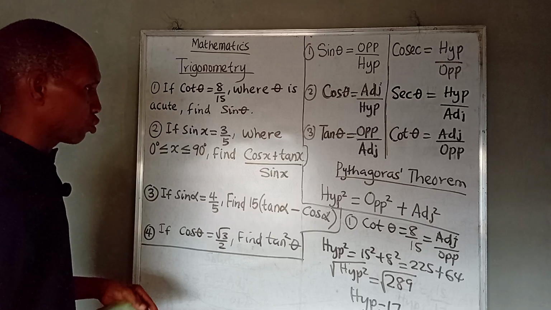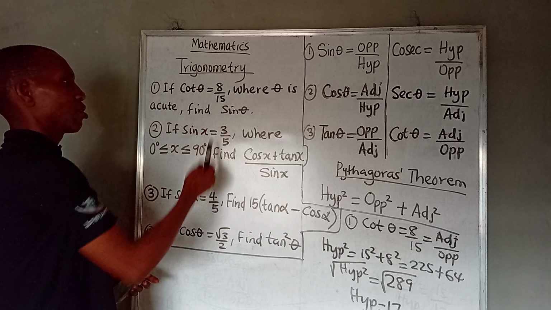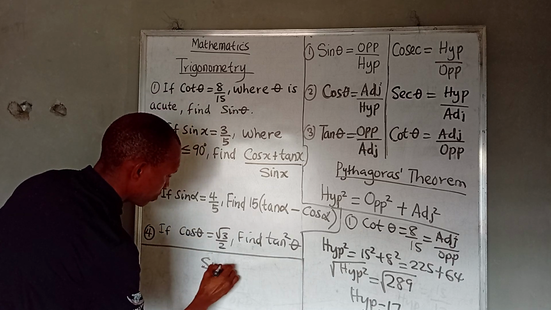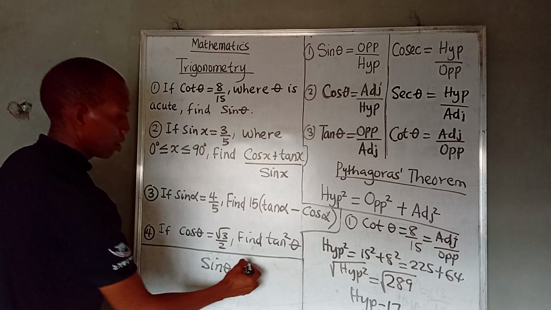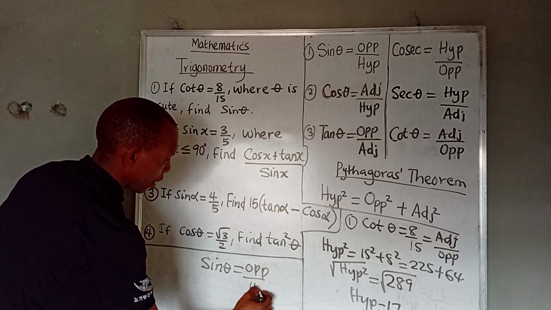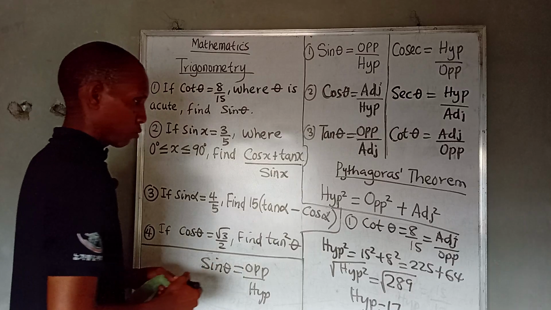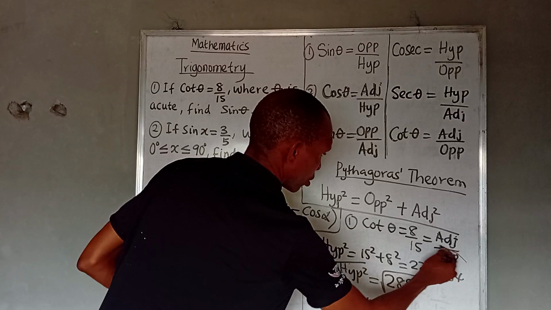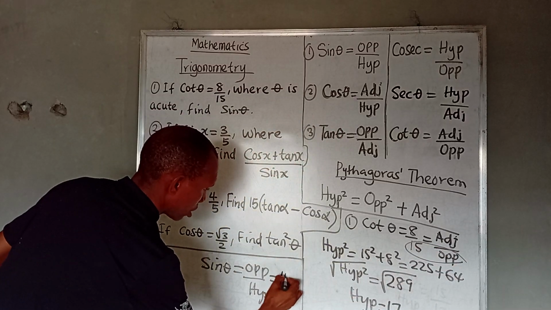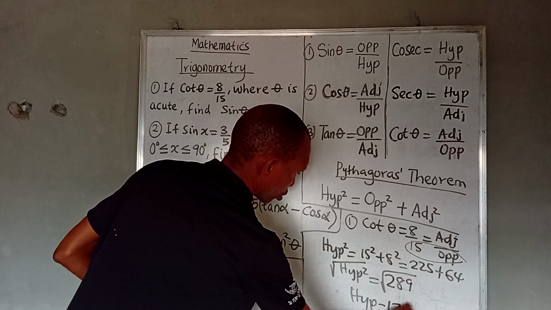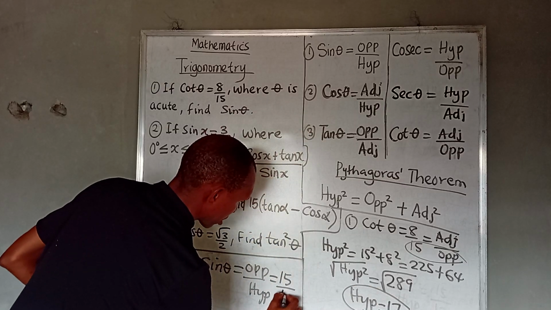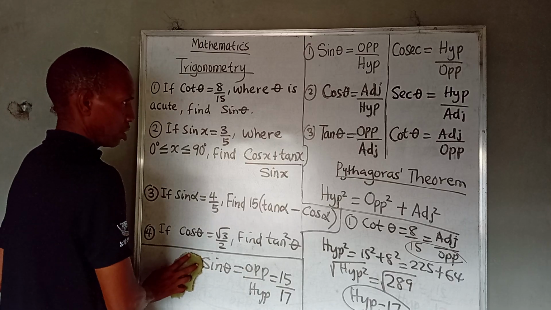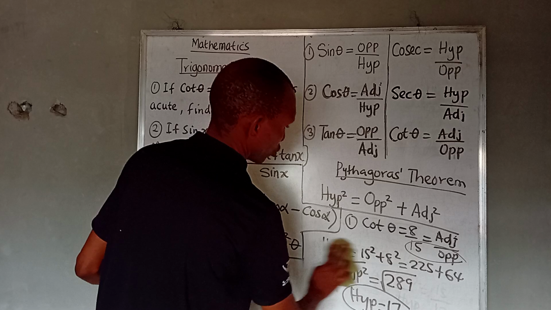Then what do we do with that? We are told to find the sine of the angle. Now sine theta is going to be opposite over hypotenuse, according to the formula we have there. What is the opposite of this right angle triangle? It's in the question already. The opposite is 15. And the hypotenuse is what we just got. The hypotenuse is 17. So that answers question number 1. So easily. So let's take question number 2.